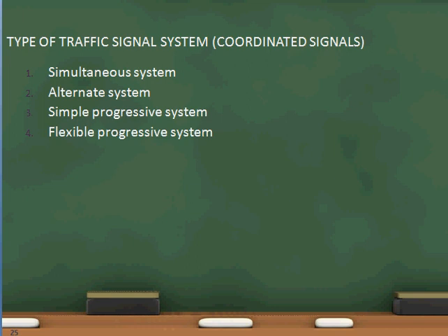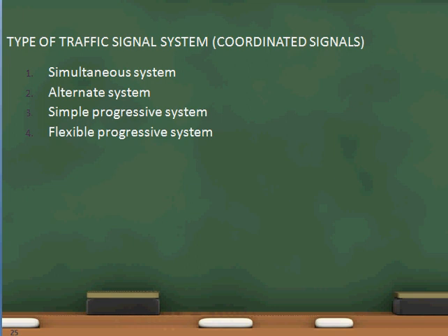In order to avoid that, you can coordinate these signals such that the main traffic gets maximum green at all intersections. After the first intersection, when the vehicle reaches the second intersection, he will be getting green. It will not always be possible, but the probability should be such that you get green at maximum intersections. That is coordinated signals. It can be divided into four types of systems: simultaneous, alternate, simple progressive and flexible progressive systems.